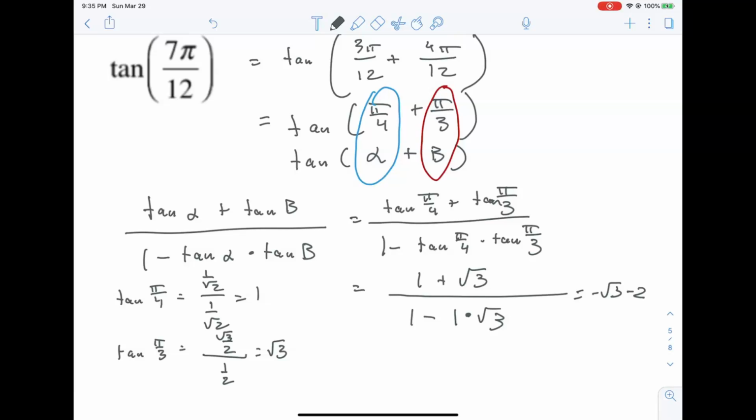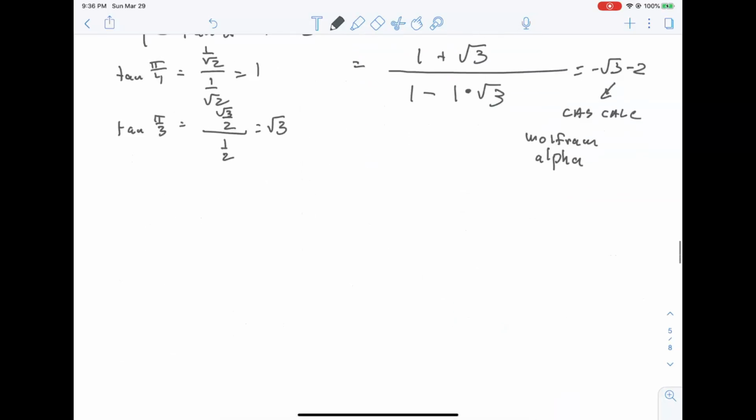Now, when we're doing this, use a CAS calculator. A lot of you have the student software. You can also use the website Wolfram Alpha and type that in and get the right reduced answer. Okay. Let's try one more of these and then we'll be done for today.